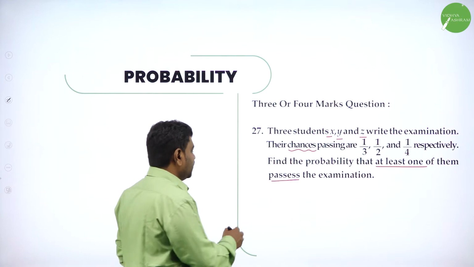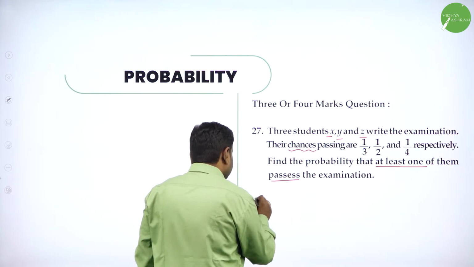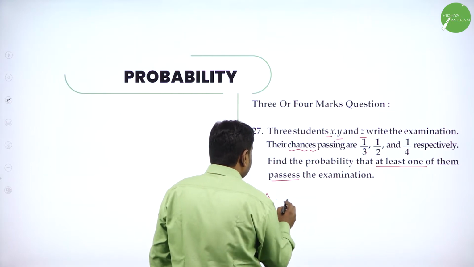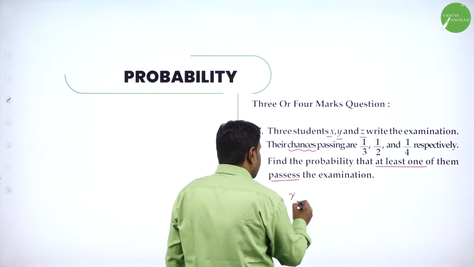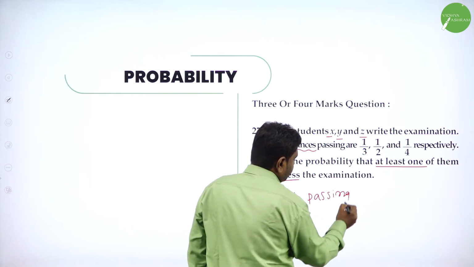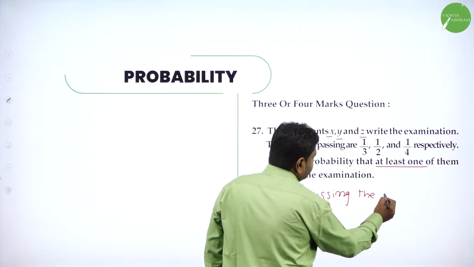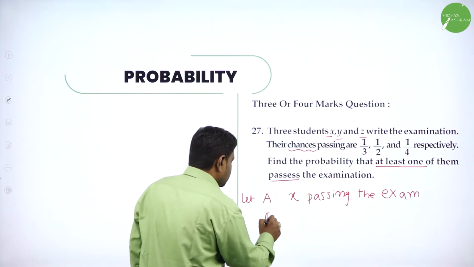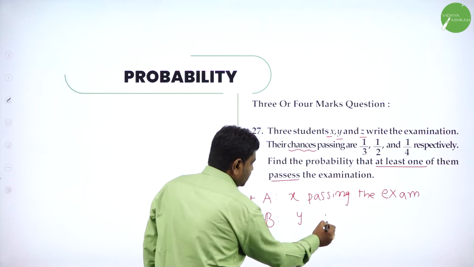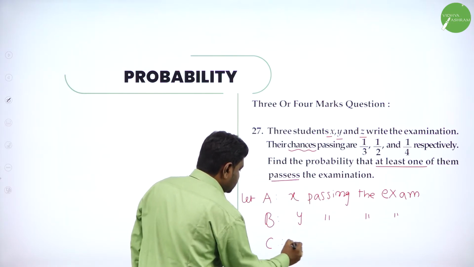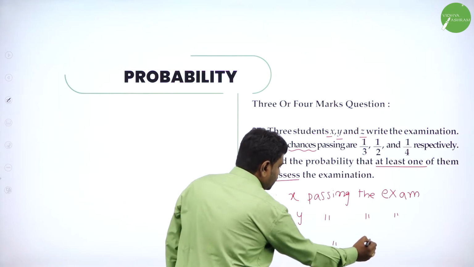So we'll define the events. Let X, Y, Z be the students. A is the event X passing the exam. So we have to define the event. And similarly, B is the event where Y passes the exam, and event C is Z passing the exam.